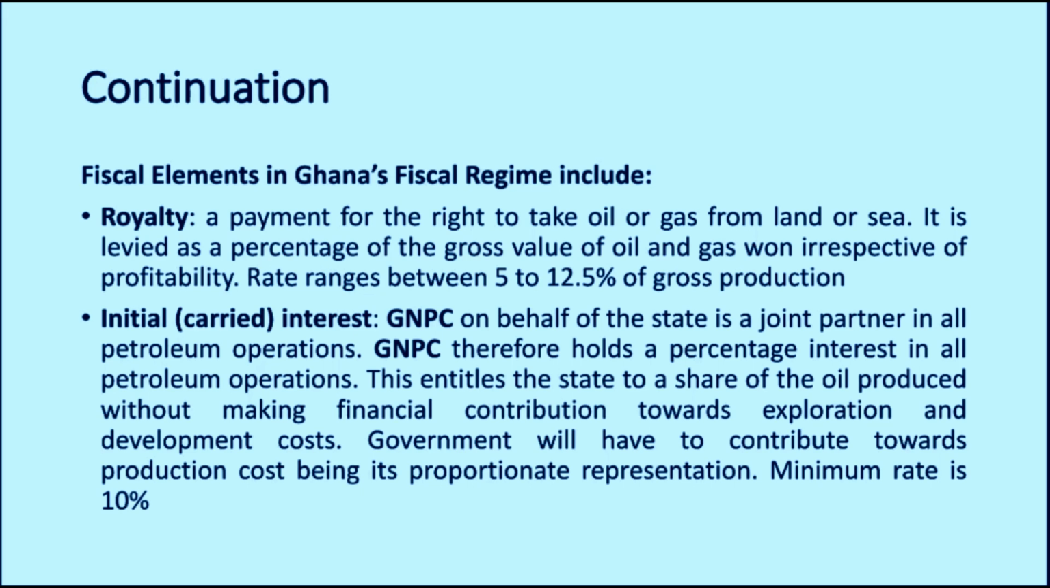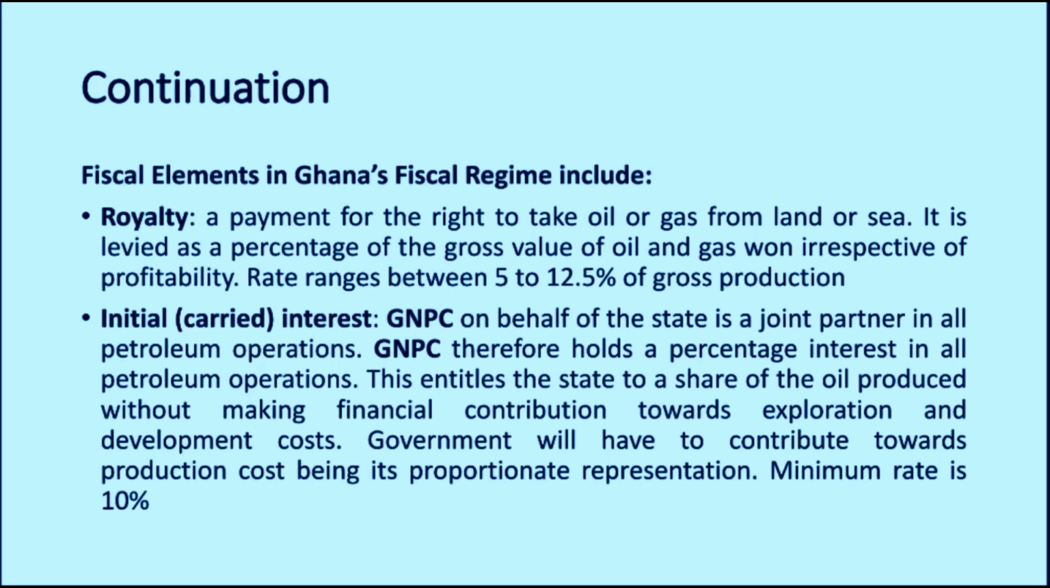So we first have what we call the initial interest or carried interest. Now, as I said earlier, GNPC on behalf of the state is a joint venture partner in all petroleum operations. And because of that, GNPC holds a percentage interest in all petroleum operations. This entitles the state to a share of the oil produced without making financial contribution towards exploration and development costs. Government will only have to contribute towards production costs, being its proportionate representation. So the minimum rate is 10%.